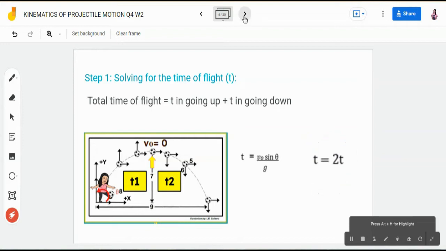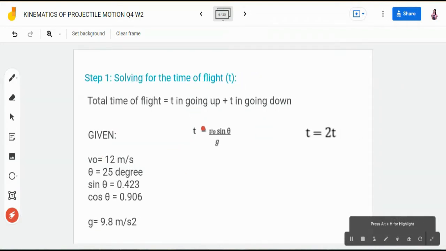So, let's begin. Again, ito yung given natin. Dalawa yung formula na ating gagamitin dito. Tandaan ninyo na hindi natin makakalculate yung total time of flight without calculating this one first or yung time to reach the maximum height. So, substitute natin what are the given.